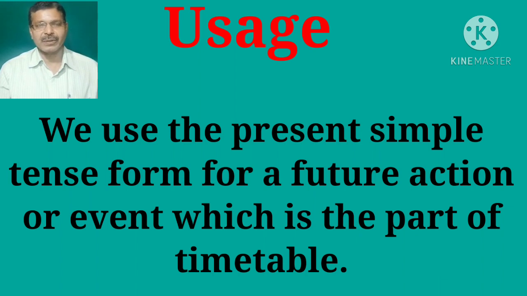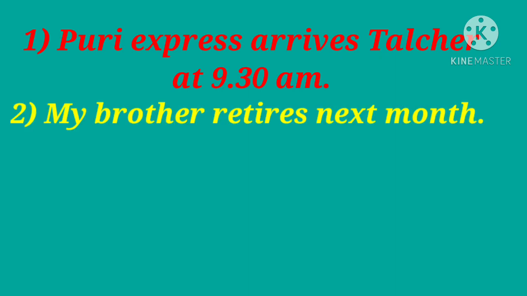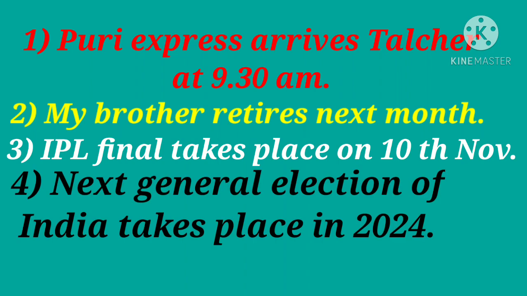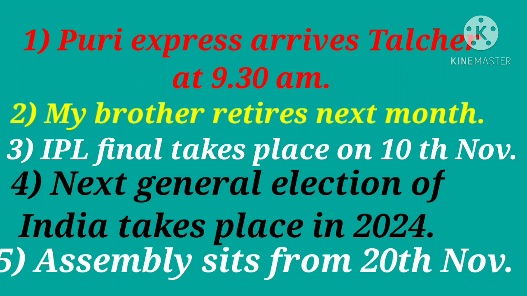Okay? So here are some more examples for you. Now you look at the sentences. Puri Express arrives Talcher at 9:30 am. My brother retires next month. The final match of IPL takes place on 10th November. Next general election of India takes place in 2024. Assembly in Odisha sits from 20th November. Okay, so these are part of a timetable which cannot be changed.